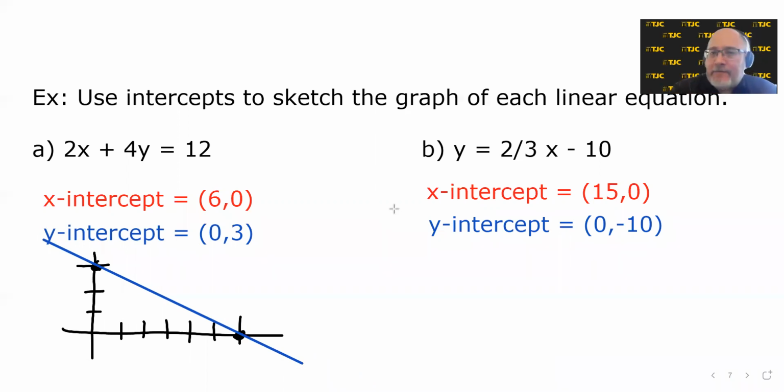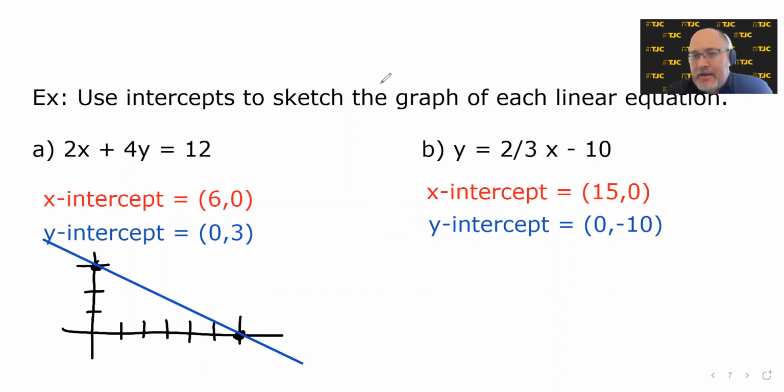Now, notice that for the second equation, y equals 2/3 x minus 10, the intercept coordinates that aren't 0 are both larger than the previous one. They're 15 and negative 10. They're 2-digit numbers. When you are sketching a graph, you have the freedom to scale your graph however you want. On the first one, it made sense to go in increments of 1 because I was only counting off to 6 and counting off to 3.